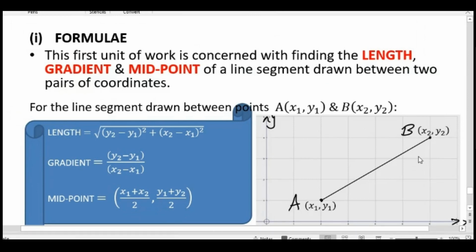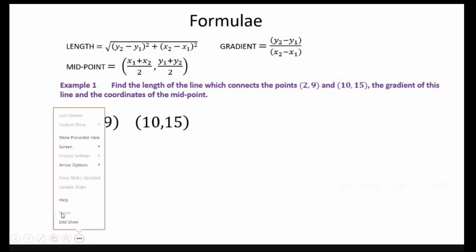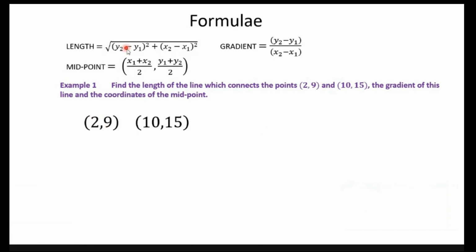Because we looked at points, right? Plotting points, correct? Everybody's good with that? Okay. All right. So we have the three formulas there. As mentioned before, we have the length, the gradient, and the midpoint formula. And this asks us to find the length that connects the 2 points, (2, 9) and (10, 15), and the gradient of the line as well as the coordinates of the midpoint.